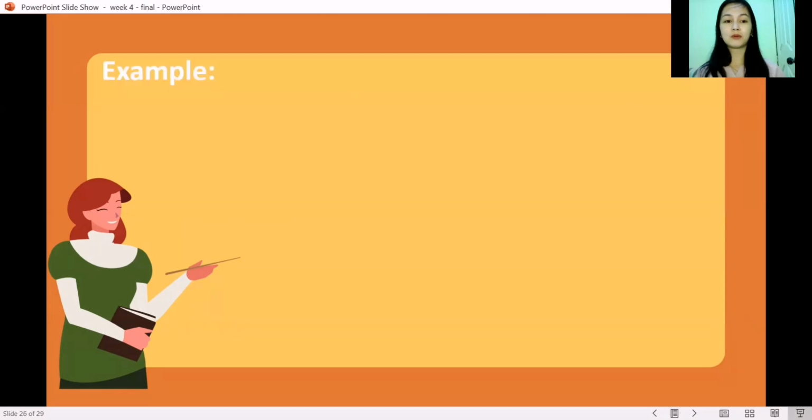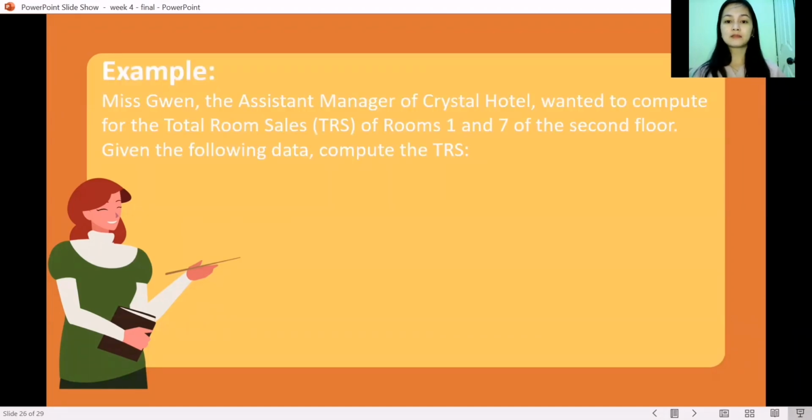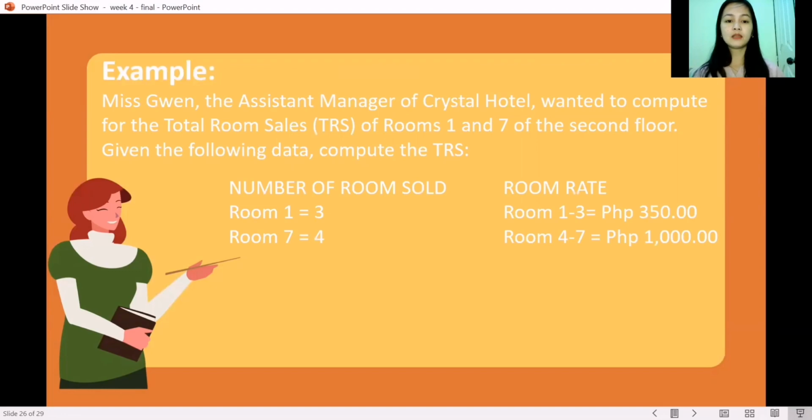Let us have an example. Miss Gwen, the assistant manager of Crystal Hotel, wanted to compute for the total room sales, or the TRS, of rooms 1 and 7 of the second floor. Given the following data, let us compute for the TRS. So the number of rooms sold in Crystal Hotel, room 1 is sold 3 times with the rate of 350 pesos, and room 7 is sold 4 times with the rate of 1,000 pesos. So let us compute their TRS.